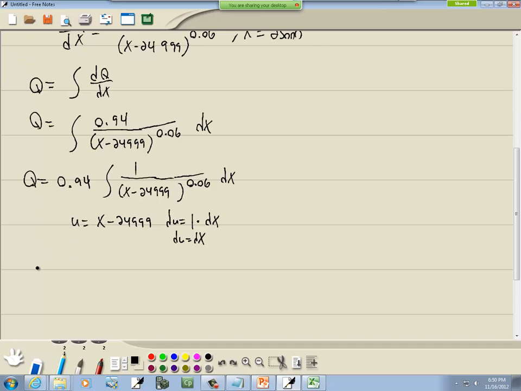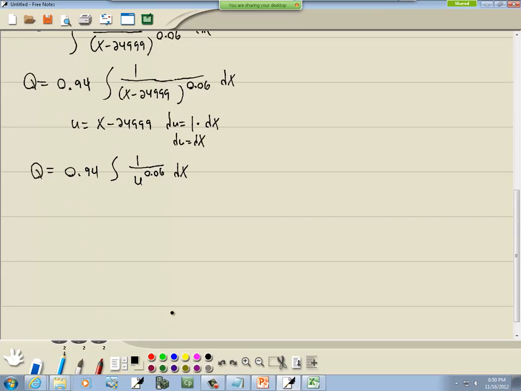Okay, so our problem becomes 0.94 times the integral of 1 over u to the 0.06 power du. Again, we don't want that in the denominator, so we're going to move it up on top, into the numerator. It becomes u to the negative 0.06 du. Okay, there we go.